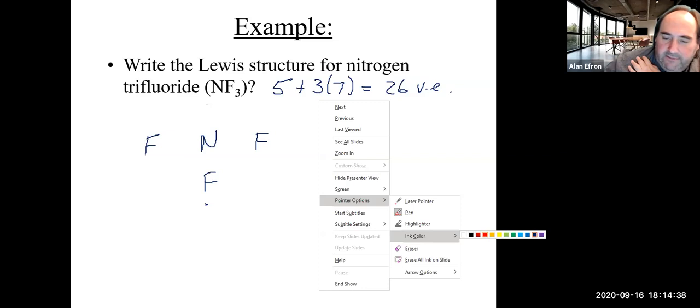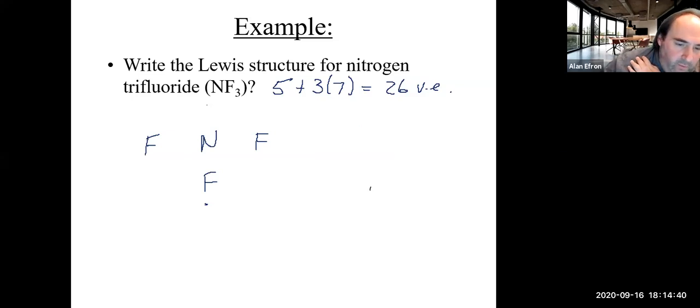All right, now that I have the logical arrangement and the proper number of electrons, I'm going to start with 1 single bond from the center atom to each of the outside atoms. Remember that each of those lines represents 2 electrons. So I just used 2, 4, 6 electrons here. And if I subtract that off, I still have 20 more electrons to put on this picture.